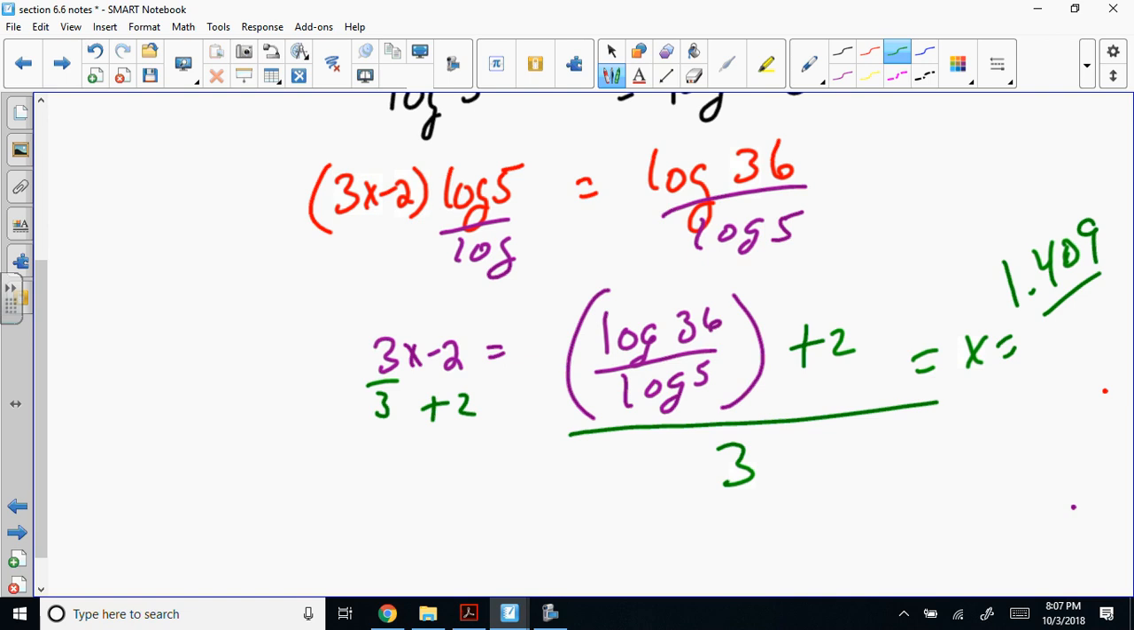You said the way you would enter it in your calculator? Oh, I'd do the purple first. Log 36 over log 5. Hit enter. Then I'd add 2. Hit enter. And then I would divide by 3. I would take each operation and chunk it. I would take control of the order of operations. That's what I would do.